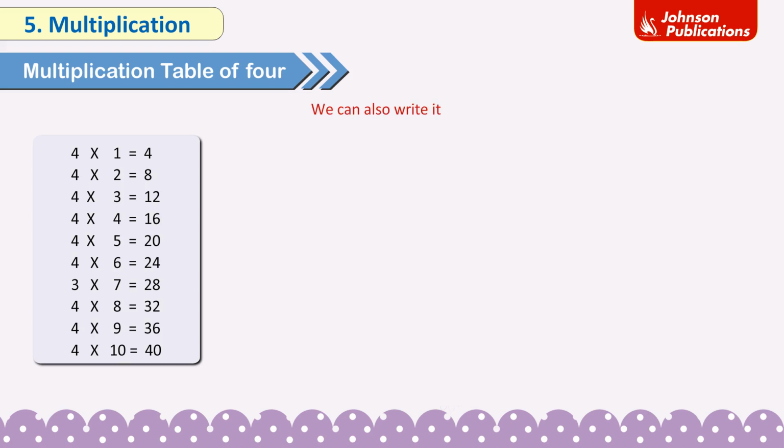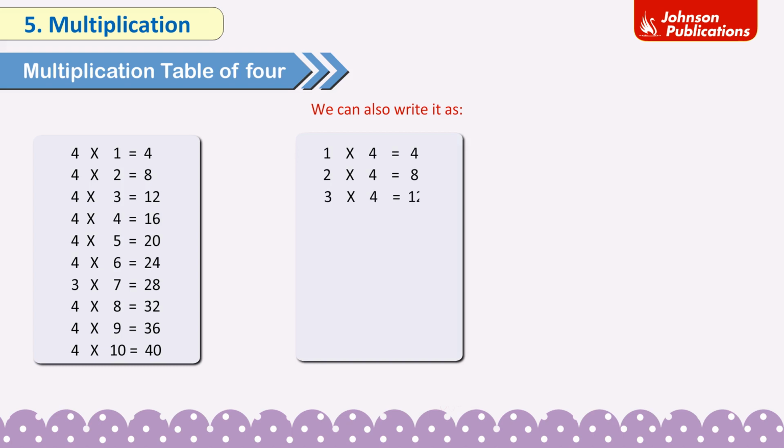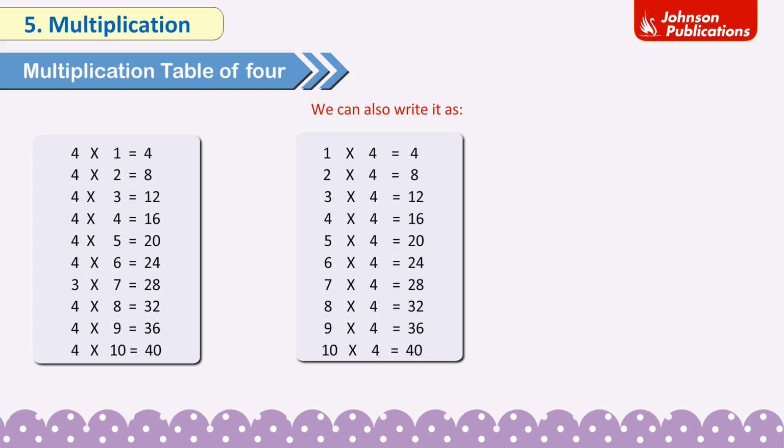We can also write it as 1 times 4 equals 4. 2 times 4 equals 8. 3 times 4 equals 12. 4 times 4 equals 16. 5 times 4 equals 20. 6 times 4 equals 24. 7 times 4 equals 28. 8 times 4 equals 32. 9 times 4 equals 36. 10 times 4 equals 40.